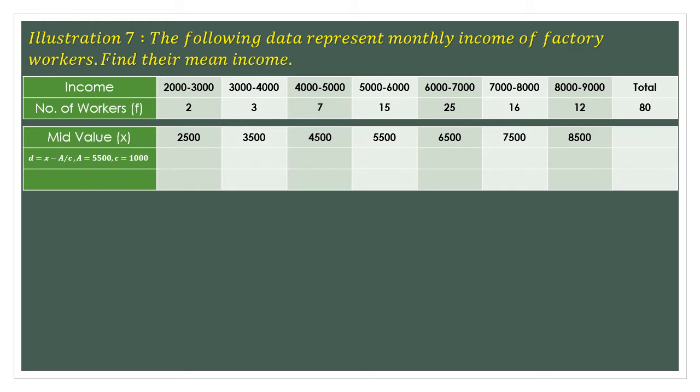So X minus A divided by C. Let's check out. First value here is 2500. So 2500 minus 5500 divided by 1000. When you solve it in your calculator, you will get the answer negative 3. Similarly, 3500 minus 5500 divided by 1000, the answer in your calculator will be negative 2. Similarly, we will get all the answers. Of course, 5500 minus 5500 is 0, so it will be 0.